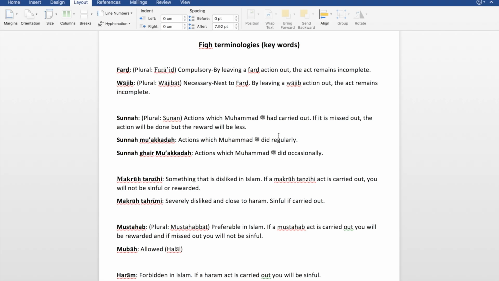Bismillahirrahmanirrahim. Okay, so let's quickly go through the fiqh words. These keywords are very important in fiqh. These words will come up again and again when we go throughout and learn all the chapters of fiqh. So when we learn the chapter of wudu, the chapter of cleanliness, the chapter of salah, hajj, zakat. Everything when we learn fiqh, these words will come up again and again.